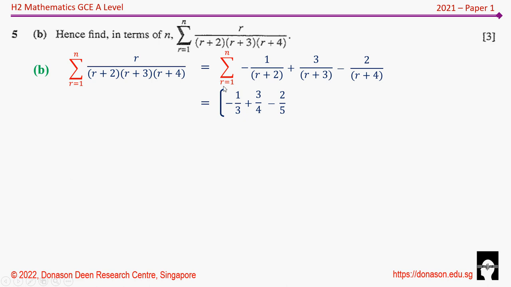And let's now change the r into 2. So when I change it to a 2, 2 plus 2 is going to become 4. So the first term is going to be minus 1/4. Second term would be 3 over 2 plus 3, that's going to become a 5. So the second fraction will be 3 over 5, and the third fraction will be 2 over 2 plus 4, which is 2 over 6.